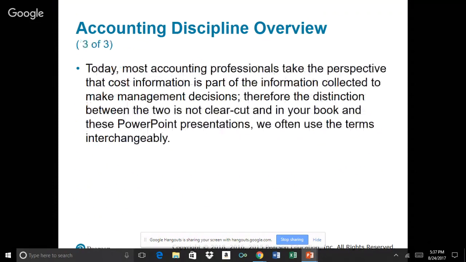Today, most accounting professionals take the perspective that cost information is part of the information collected to make management decisions. Therefore, the distinction between the two is not clear-cut. In your book and these PowerPoint presentations, we often use the terms interchangeably. What this is telling us is when we refer to management accounting and cost accounting, we are referring to basically the same thing.